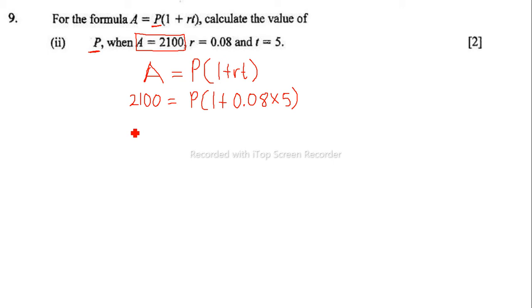All right, so we have 2,100 equal to, we keep P here. What is 0.08 times 5? 0.40. Sure about that? Yes, sir.